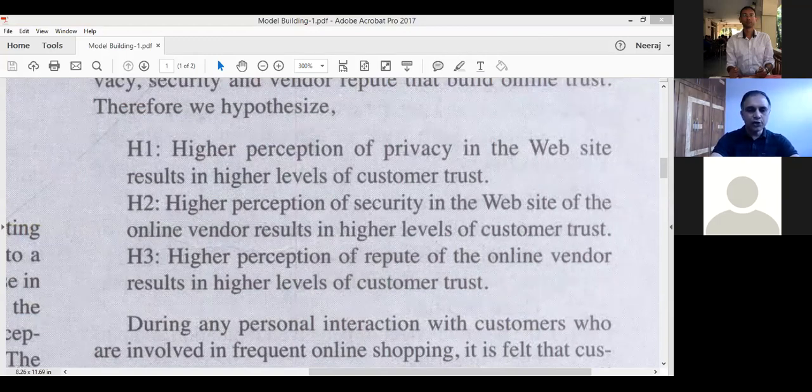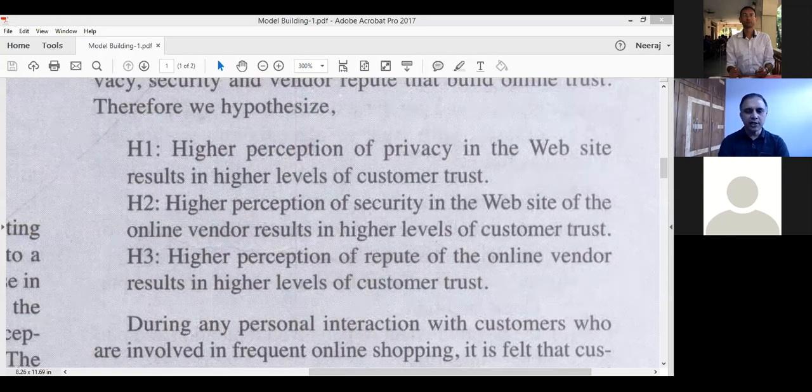So H1 reads out: higher perception of privacy in the website results into higher level of customer trust. I want you to read it once again and tell me how many variables you can see. So let's take word by word. Higher is simply a word of English. It's not a variable. Perception: whether perception is a variable, or perception of privacy is a variable. One can be perception of privacy, because perception can be of numerous things. So what we are asking is, perception about what? We are asking perception about privacy. So privacy is simply a context. Privacy means we are looking for perception of privacy.